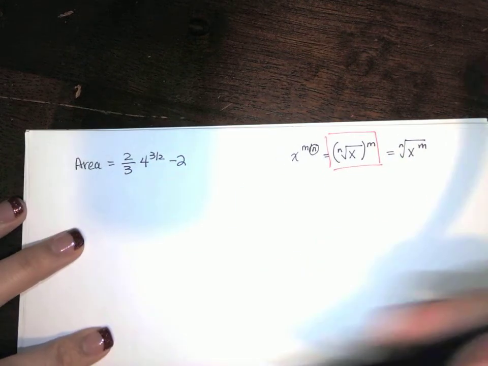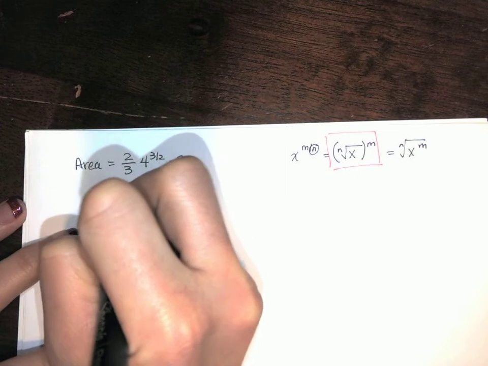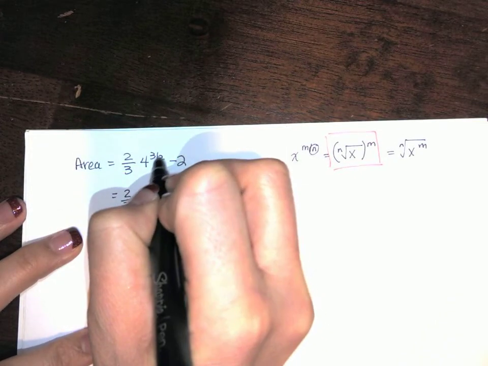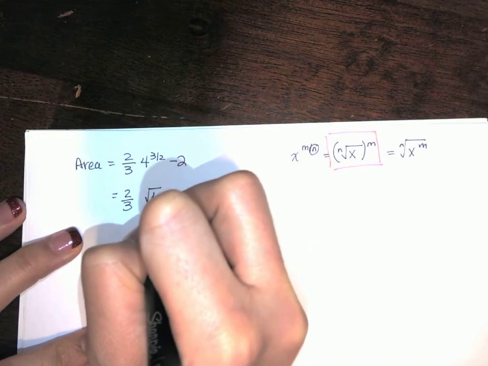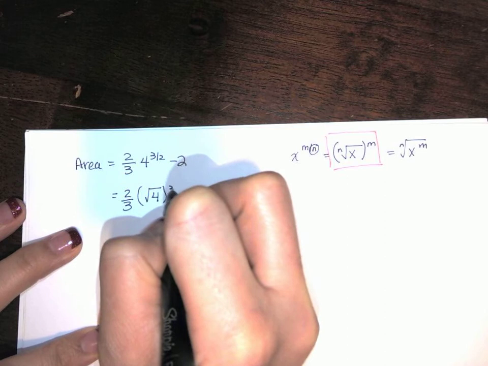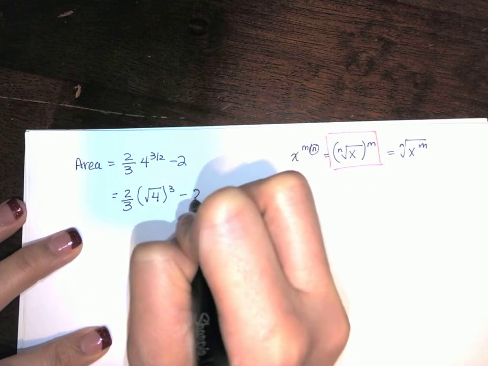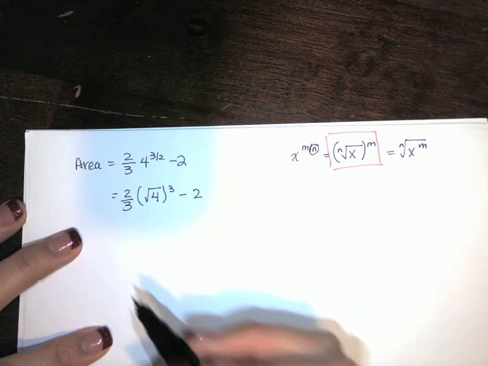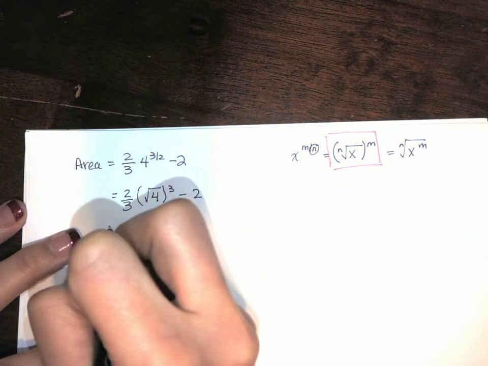So with that in mind, this is 2/3, and that 2 in the denominator tells me I'm taking the square root of 4, and then I'm cubing it. And we're going to subtract 2 from that. Square root of 4 is 2.